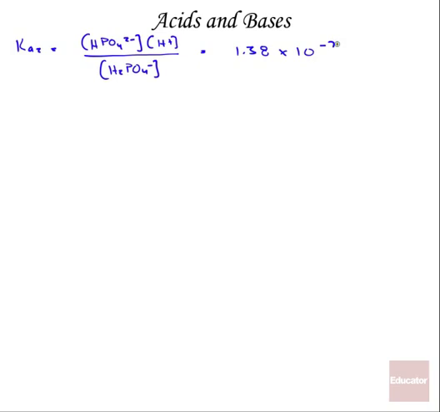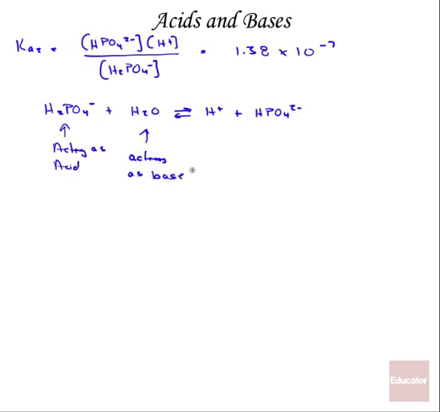So again, let me go ahead and write this out explicitly using water as our other reactant, giving H plus and HPO4 2 minus. In this particular case, the H2PO4 minus is acting as the acid, because it's the one that's giving up the hydrogen ion. The water is acting as base, because it's the one taking the hydrogen ion.